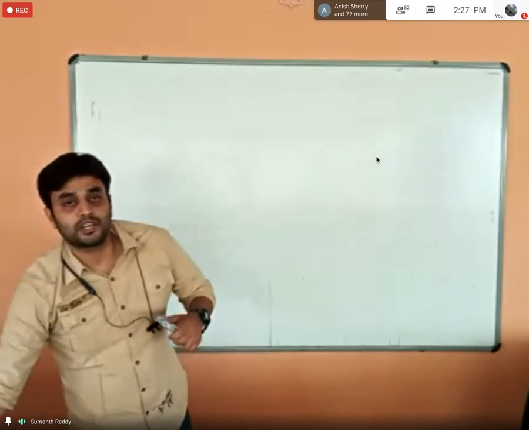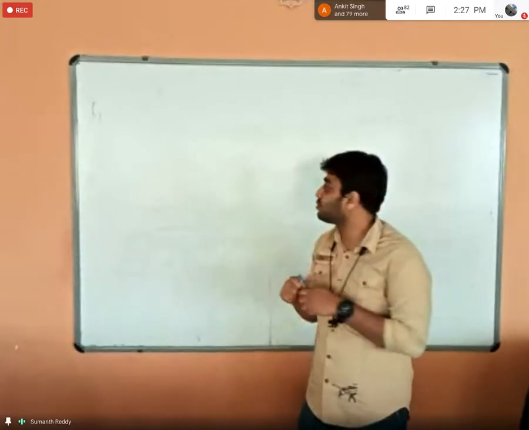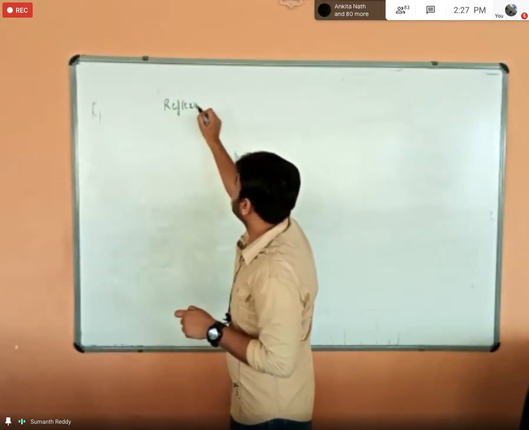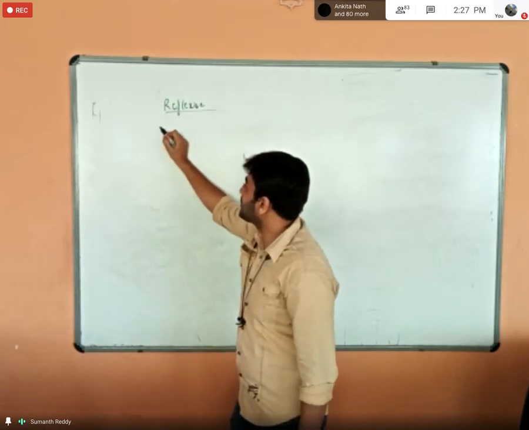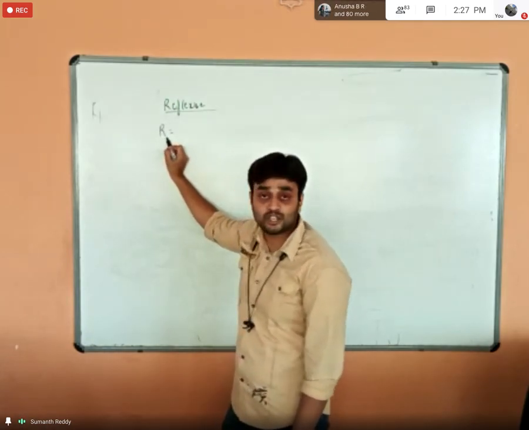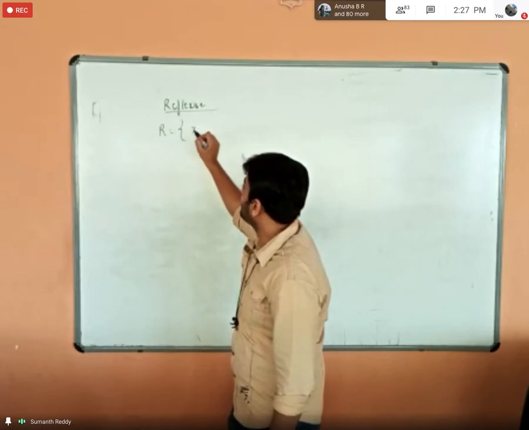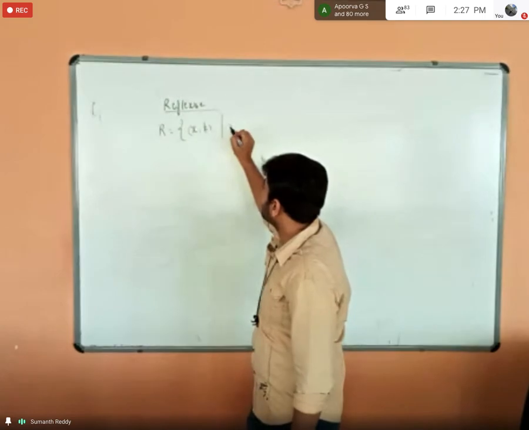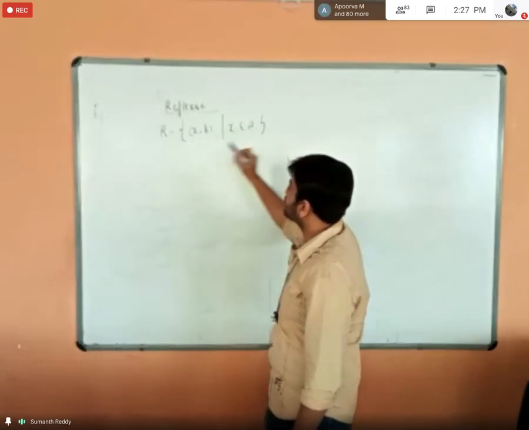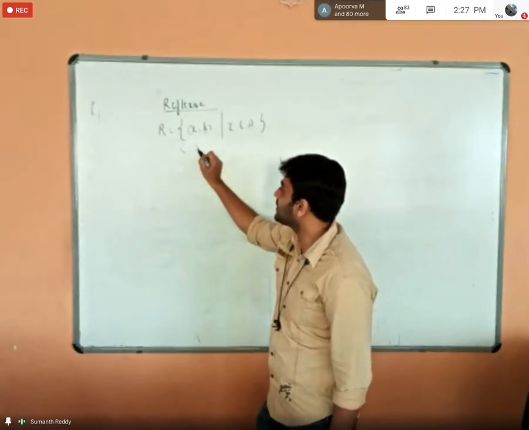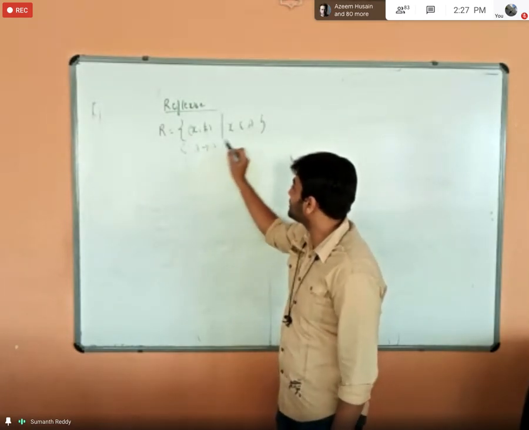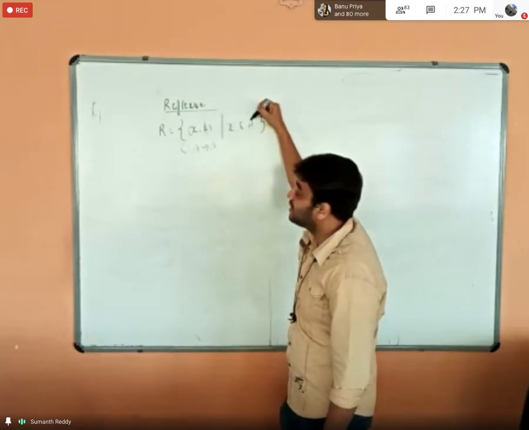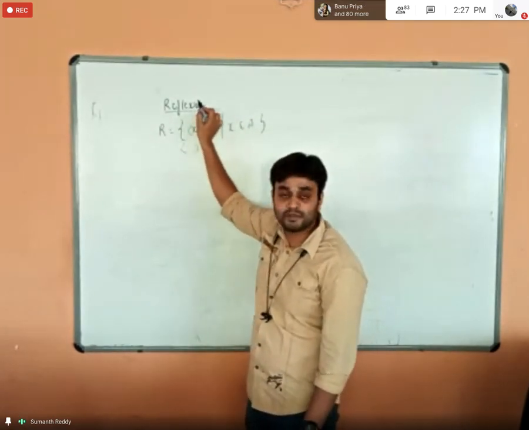So coming to the properties of the relation, I have introduced you yesterday to the reflexive relation. Let me quickly revise everything. The relation R is said to be reflexive if every element is related to itself, for all the elements that belong to the set A. If R is a relation defined on set A, every element of the set A must be related to itself. Such a relation is said to be reflexive.